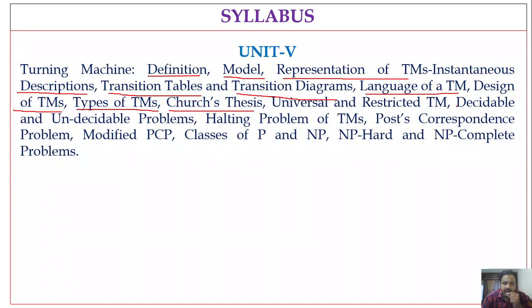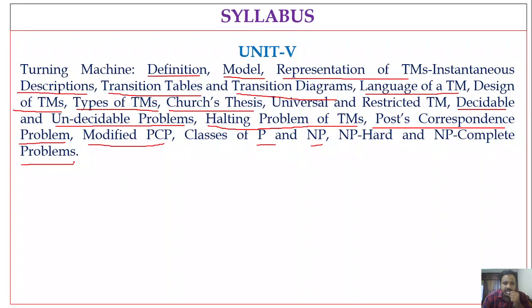Then we will discuss the computational problems, like what is meant by decidable and undecidable problems. We will see the difference between these categories of problems. And then we will also see the most important concept, the halting problem of Turing machines. Then we will discuss the post correspondence problem, then the modified post correspondence problem. Then we will categorize the problems as P, NP, NP hard, and NP complete.